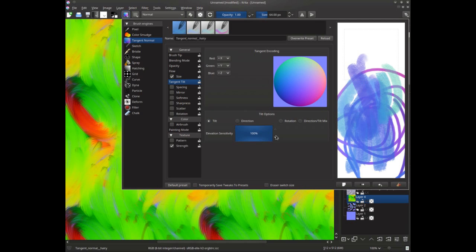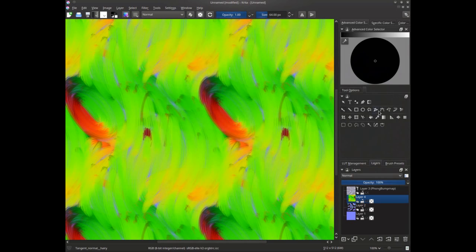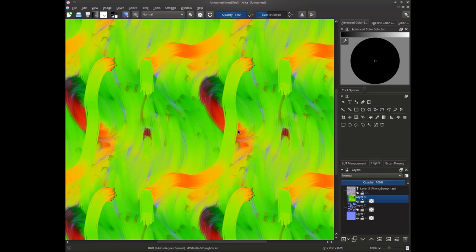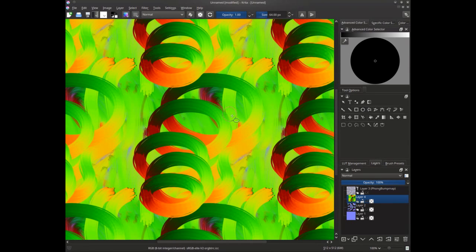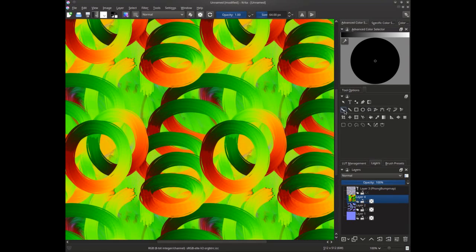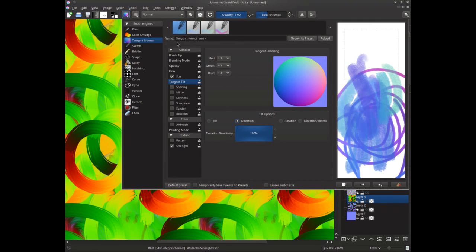Oh yeah, I forgot to say with direction, what's interesting is that you can use the geometric tools. And it understands. So you can make very quick, very precise movements, and you can also make circles like this, so you can use these in the distortions. But yeah, then there's elevation sensitivity.